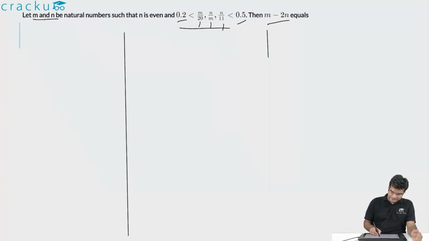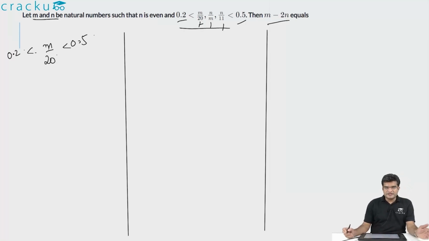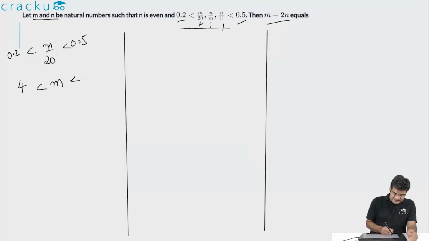and n. The first inequality says that m by 20 is greater than 0.2 and less than 0.5. So let us multiply the entire inequality by 20. So m is greater than 0.2 into 20, that is equal to 4, and it is less than 20 into 0.5, that is equal to 10.